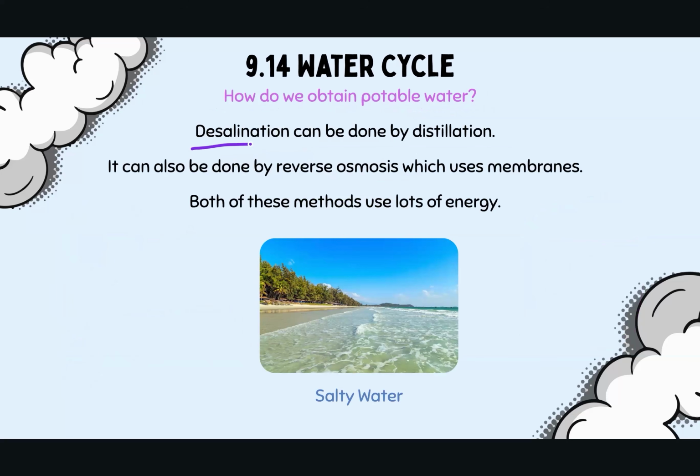We can do desalination, which can be done by distillation. So we can get our salty water and evaporate off the water or boil off the water and then condense that water, leaving behind the salt. Or it can be done through reverse osmosis. But both of these methods use lots of energy. Now, the way reverse osmosis works is like this.